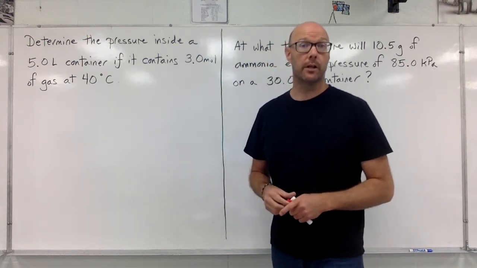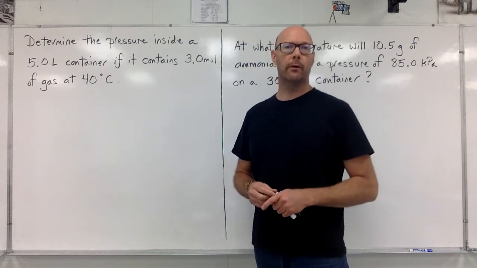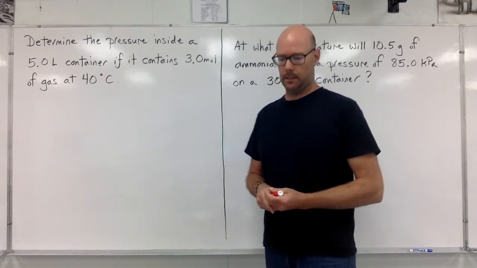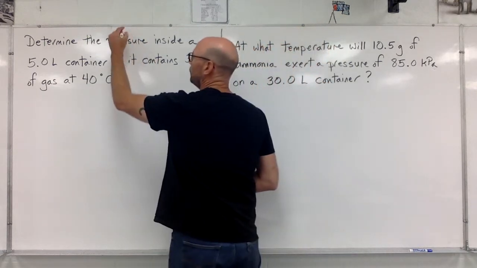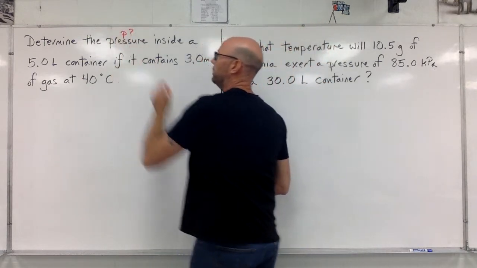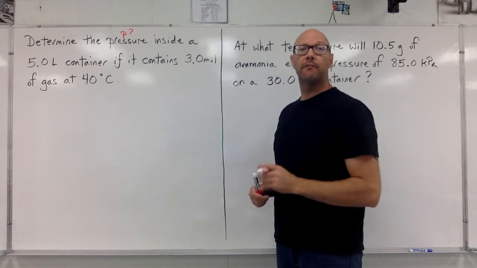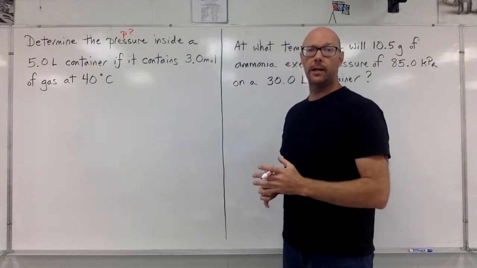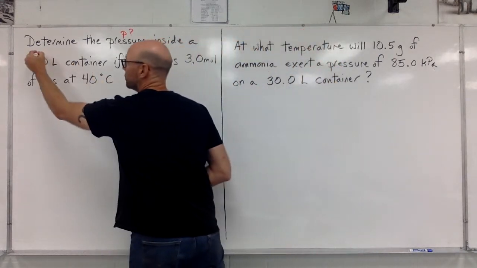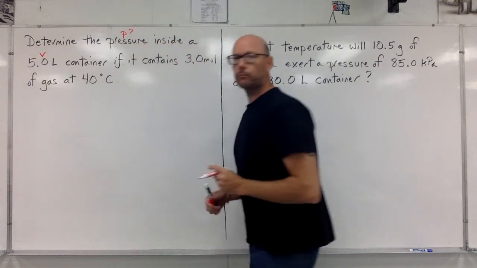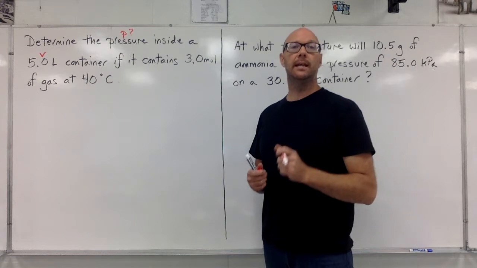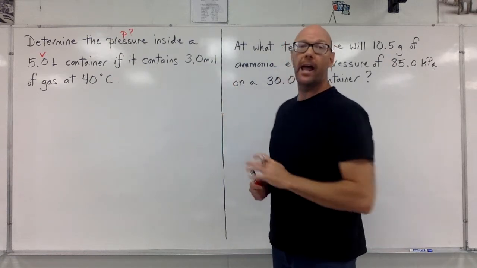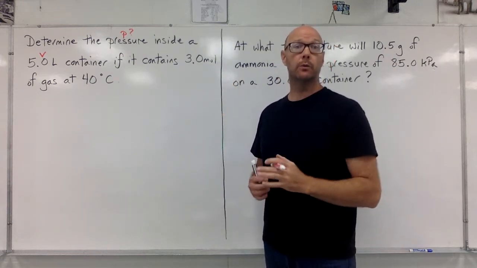Let's get our labels in there to help us interpret and wrap our head around what this question is getting at. Determine the pressure. We're looking for P inside a 5.0 liter container. 5.0 liters is the volume. When I'm working with the ideal gas law, the volume must be in liters, and I have it. So I run that through my mind really quickly.